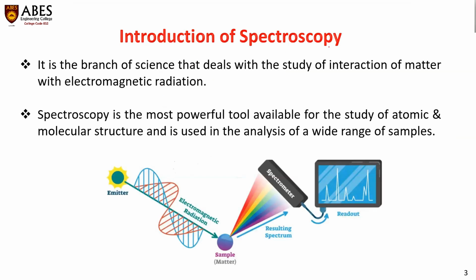Let me consider what spectroscopy is. It is a branch of science that deals with the study of interaction of matter with electromagnetic radiation. That means when electromagnetic radiation interacts with a sample, it changes its energy via absorption and emission, and spectroscopy is a powerful tool that studies these energy changes and gives the information in the form of a spectrum.